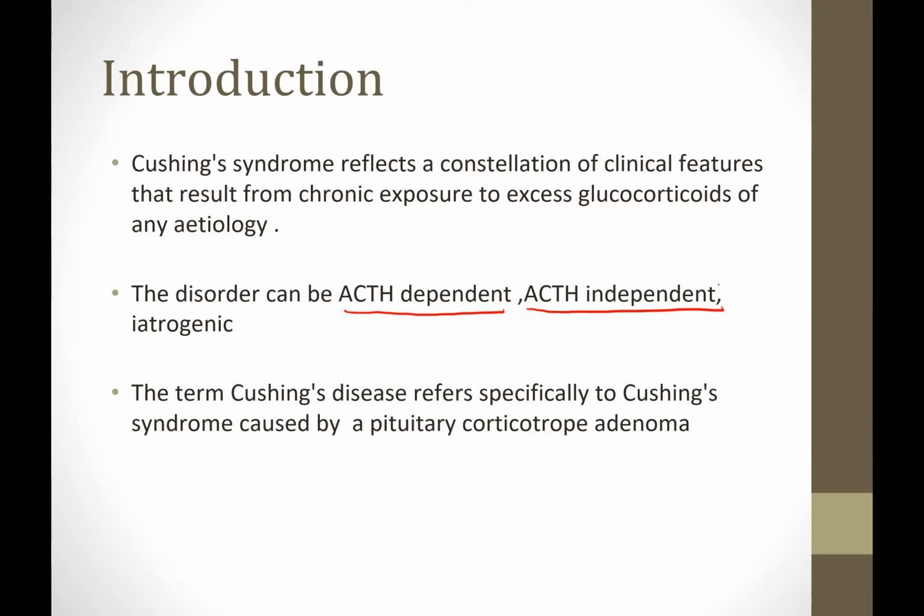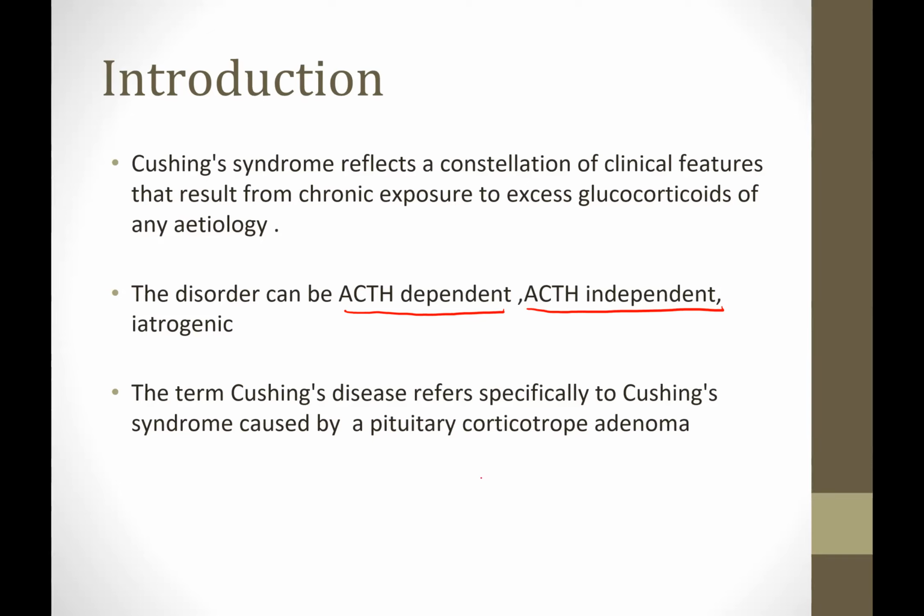We generally call these in thyroid disorders primary and secondary. Primary and secondary means primarily the thyroid disorder, secondary to pituitary disorder. Here also, primarily adrenal disorder is ACTH independent. Dependent on the pituitary is called ACTH dependent. This ACTH may come from the pituitary or may come from any other extra-pituitary source. In such a case, it is called ectopic ACTH Cushing's.